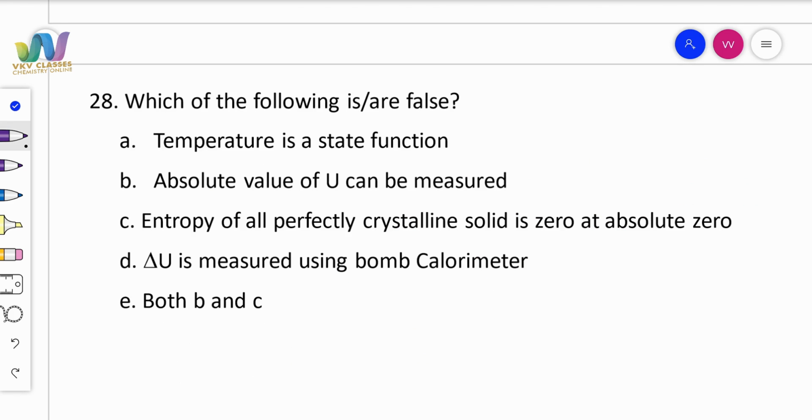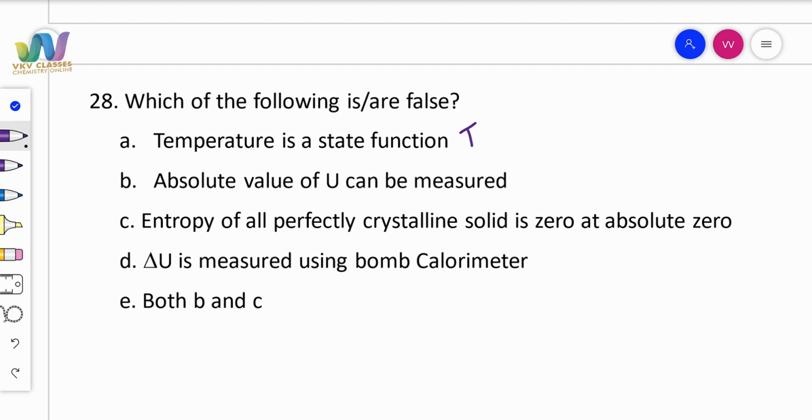Which of the following is false? Temperature is a state function. State functions are functions which depend on the initial state and final state. Other is called the path function. Only 3 path functions you are studying: one is heat, another is work, and third is heat capacity. All other properties are state functions. So temperature is a state function is a true statement.